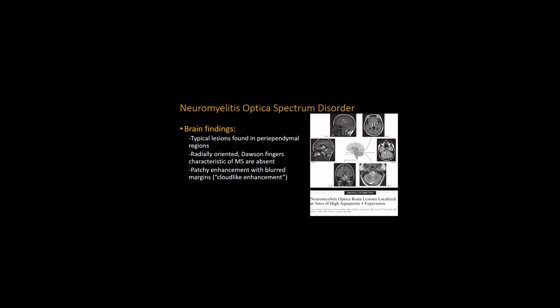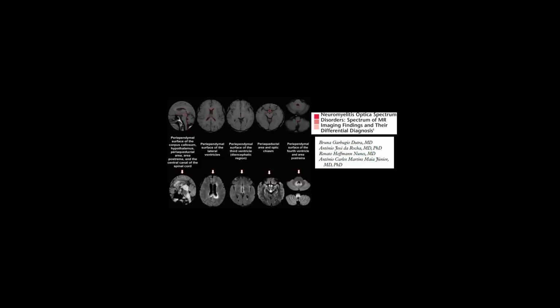The typical brain findings, Dr. Sachdeva has already spoken about this. Very typical periependymal regions are involved, and this is the classic location where the aquaporin 4 channels are very densely populated. So that's why you see them over there. And then when you give contrast, you basically see this very patchy and blurred margins of enhancement. So this again is from that paper, and Dr. Sachdeva already talked to you about it.